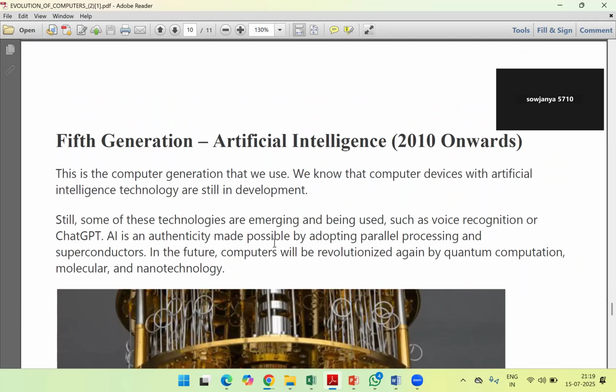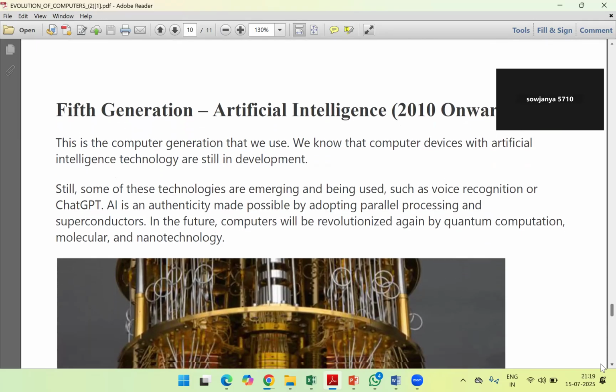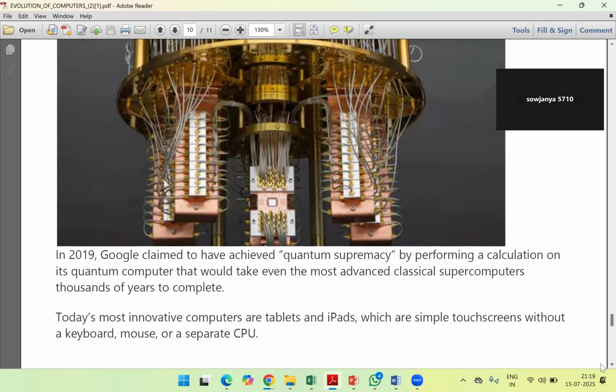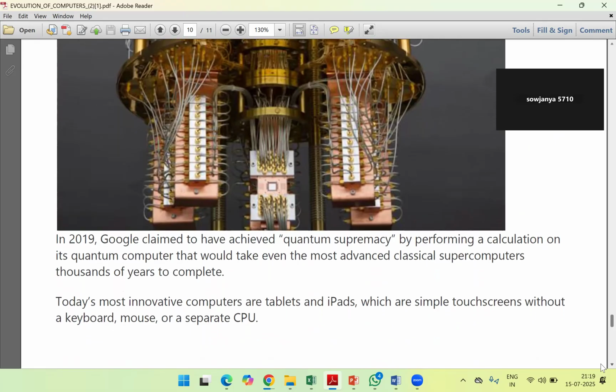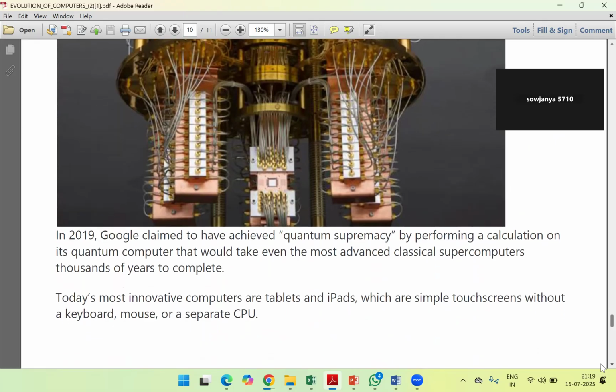AI is made possible by adopting parallel processing and superconductors. Then computers will be revolutionized by quantum computation, molecular and nanotechnology. So this is regarding this. In 2019, Google claimed to have achieved quantum supremacy by performing a calculation on a quantum computer that would take the most advanced classical supercomputers thousands of years to complete.